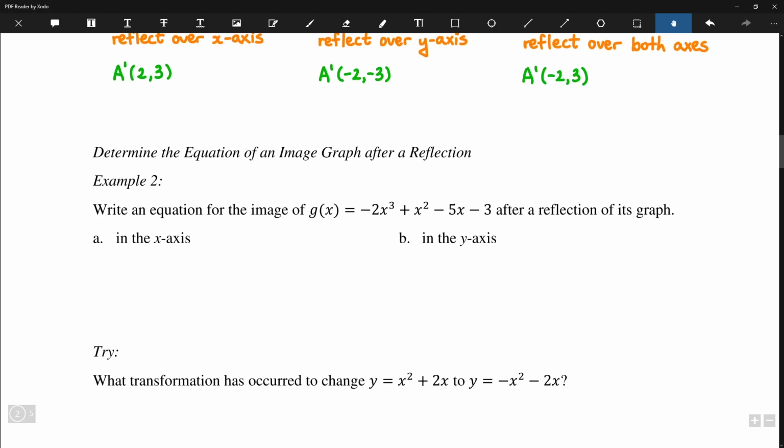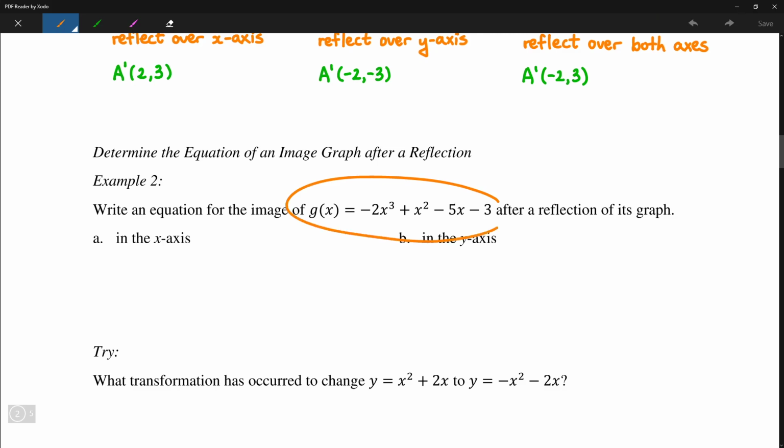So next up, we are looking to determine equations of an image graph after reflection. In example 2, we're given the equation for g of x. g of x is equal to -2x cubed plus x squared minus 5x minus 3 right here. All right, so if there's reflection in the x-axis, what happens? Well, that means we would have -y equals f of x, or y equals negative f of x.